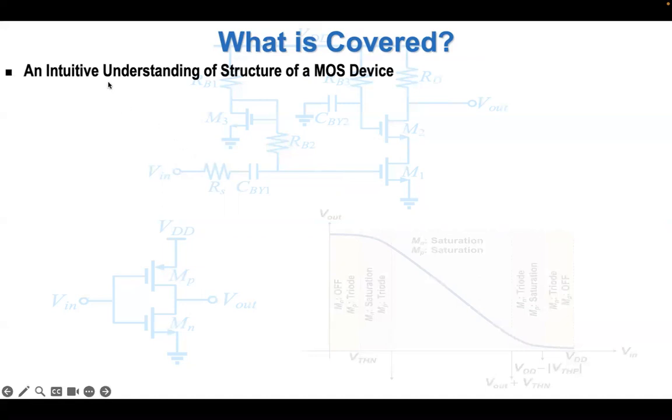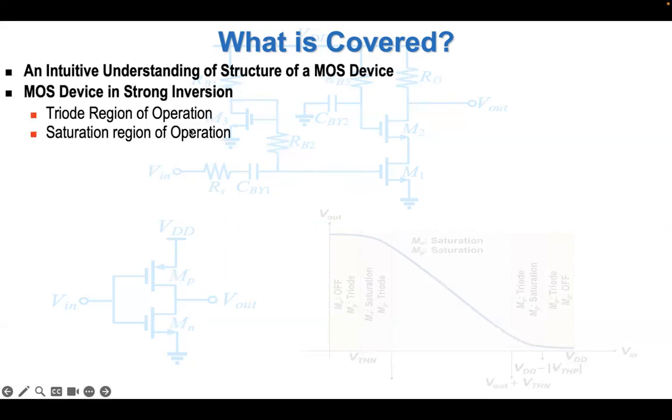First, the course will go through an intuitive understanding of the structure of a MOS device. MOS stands for metal oxide semiconductor technology device. This is the predominant technology that is used to implement a transistor. We will discuss the regions of operation, in particular, a strong region of operation, which we call strong inversion in a MOS device. I will discuss extensively the operation of a MOS device in the so-called triode region of operation and saturation region of operation.